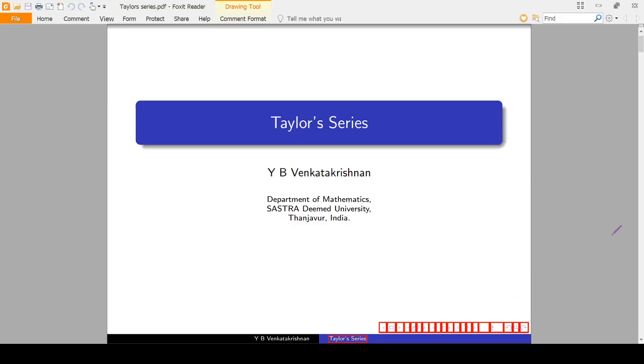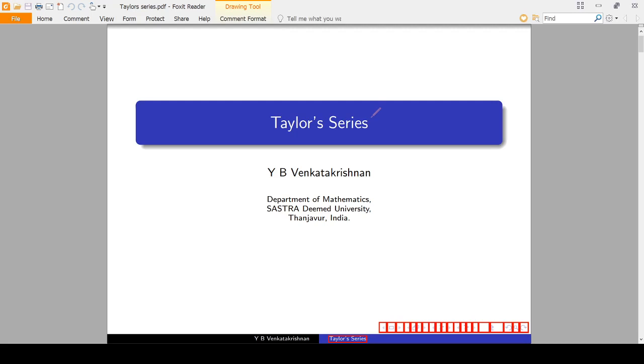Now we will expand a given complex valued function about a point in terms of power series. Such an expansion is called a Taylor series.